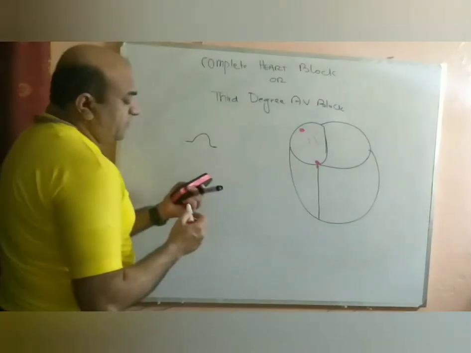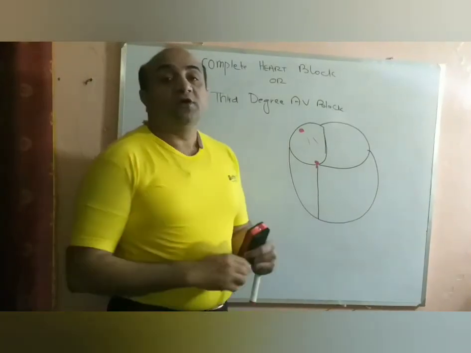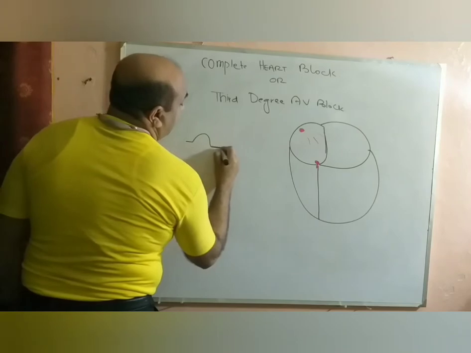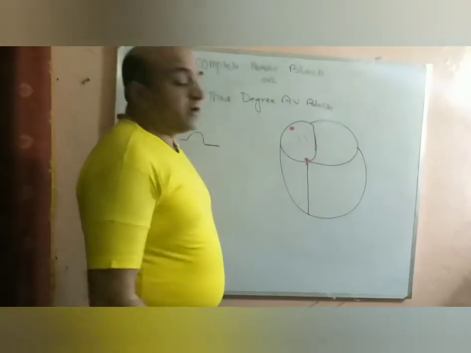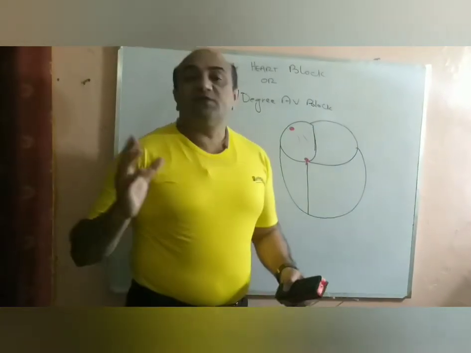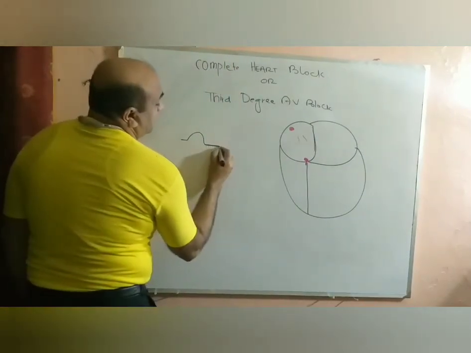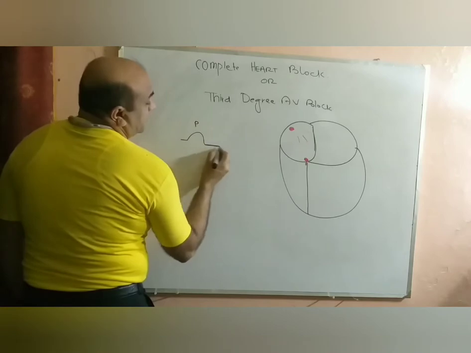The path of the electrical impulse through the AV node is represented on the ECG paper with the help of the PR segment, which is from the start of the P wave to the start of the QRS complex.